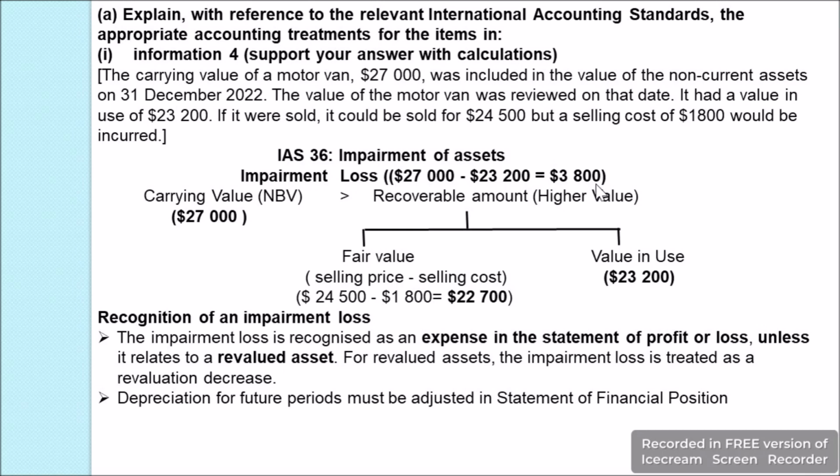And because of the impairment of asset, the motor van will be permanently reduced by this value. So this is because the depreciation was understated, and hence now the value of motor van should be reduced by this $3,800. So how do we recognize this? We take it as an expense in profit and loss statement, and apart from that we will reduce the motor van by this amount in our statement of financial position.